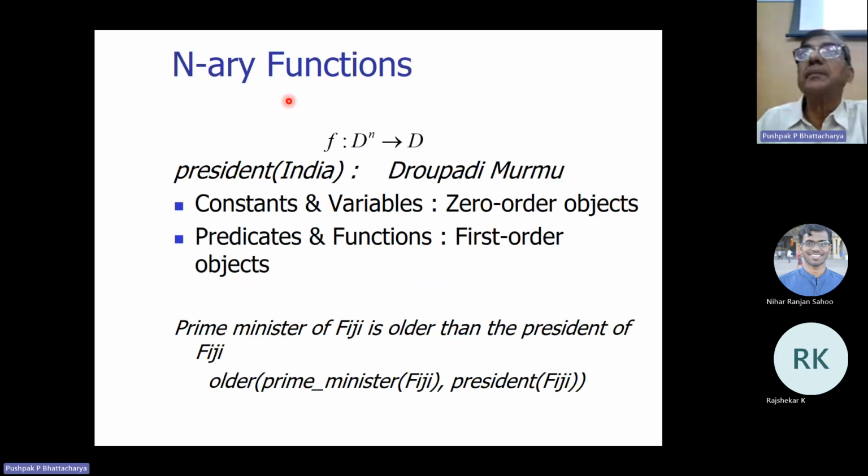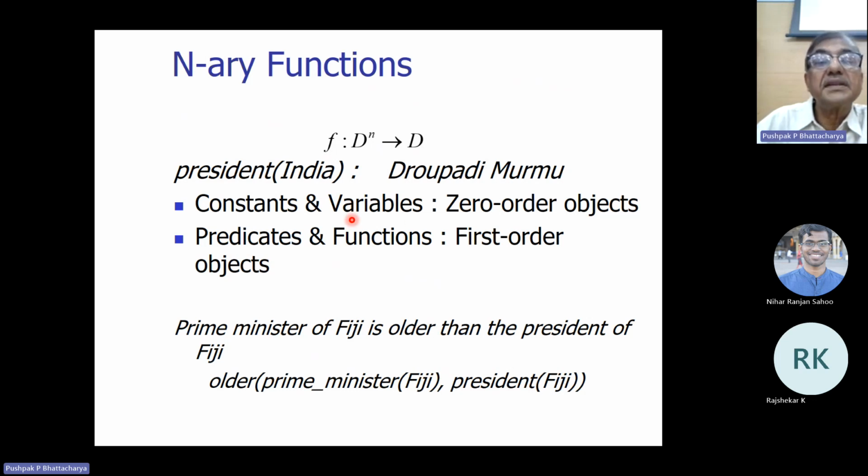We typically mix predicates with functions. So there can be n-ary functions. Let's say f goes from D to the power n to D. Then we are mapping an n-tuple to a single element. For example, President of India is Draupadi Murmu. So here President is a one-place function. The argument is India. And the result of applying this function is Draupadi Murmu. Now for President, the argument can change to USA, and then the output will be Trump. Okay, so this is how the function operates.